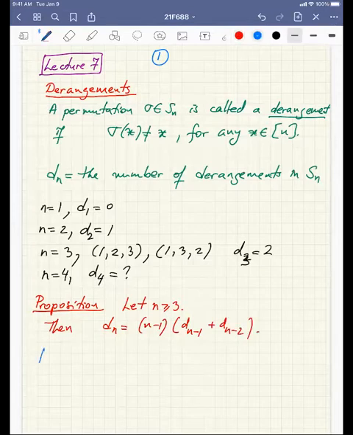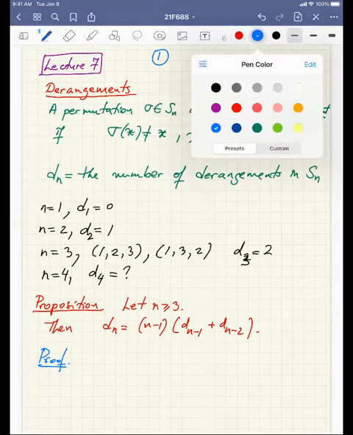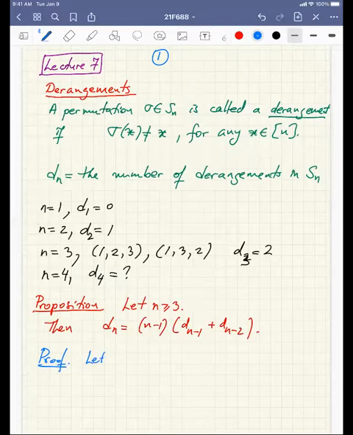Okay, so this is a recurrence relation unlike any others that we've seen until now. Before we use it, we should first try to prove it. So how are we going to go about it? Well, we are trying to count, so let's say let sigma be a permutation in Sn that is a derangement.